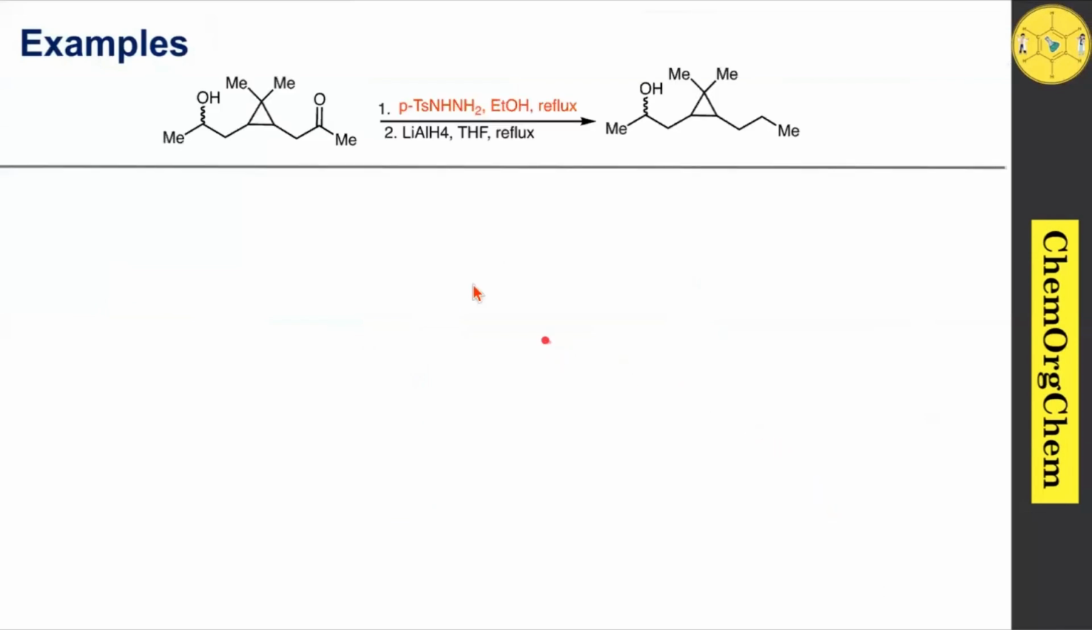So let's move on to some examples of the Caglioti reaction. This is the first example. Now you see this ketone initially reacts with para-toluene sulfonyl hydrazide in ethanol under reflux, which produces the corresponding tosyl hydrazone. That tosyl hydrazone can be reduced by lithium aluminum hydride to produce the corresponding alkane compound.